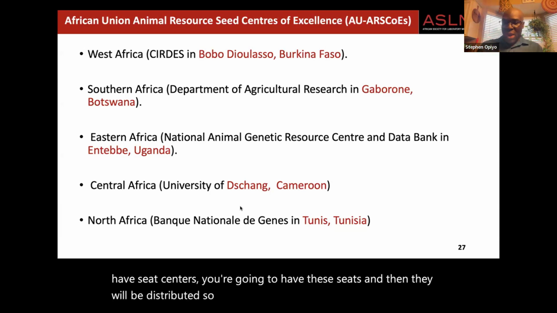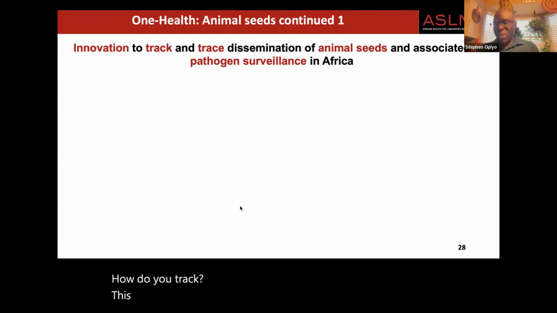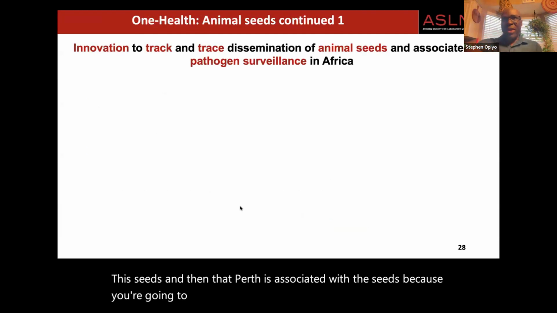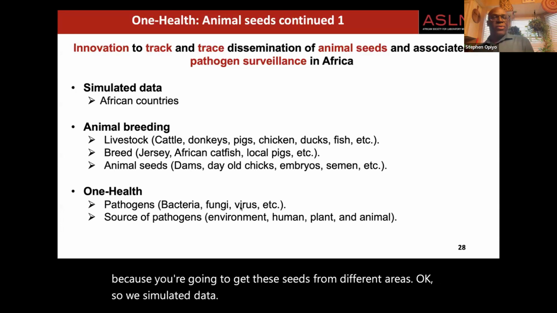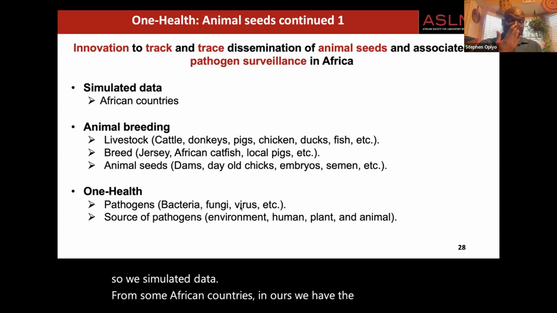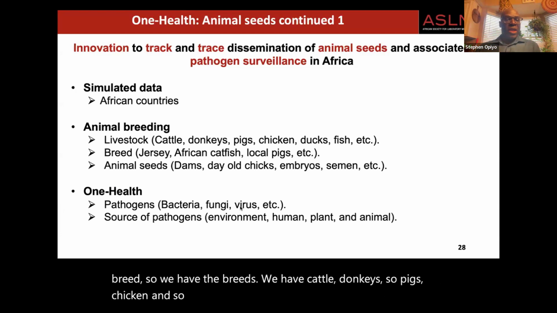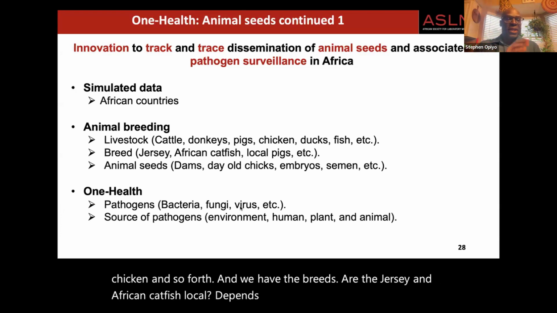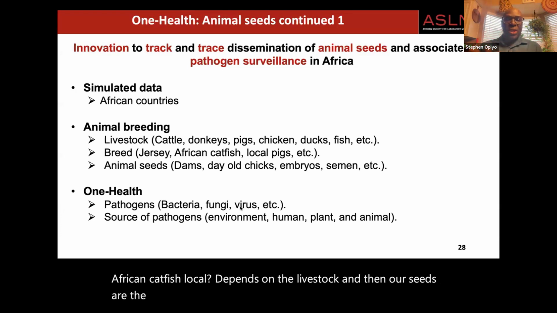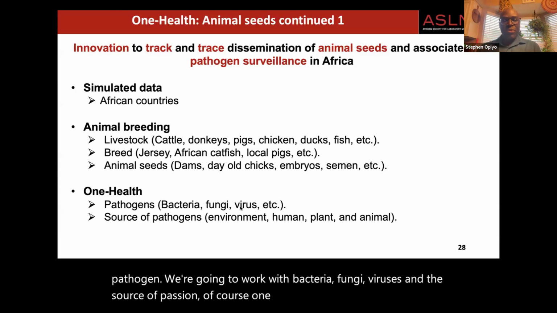So the question became, how do you track these seeds and the pathogens associated with them? Because you're going to get these seeds from different areas. So we simulated data from some African countries. In ours, we have animal breeds: cattle, donkeys, pigs, chicken, and so forth. We have breeds like the Jersey and African catfish, local, depending on the livestock. And our seeds are the dams, day-old chicks, embryo, and semen. The pathogens we're going to work with are bacteria, fungi, and viruses, and the sources of pathogen, of course, One Health: environment, human, plant, and animal.